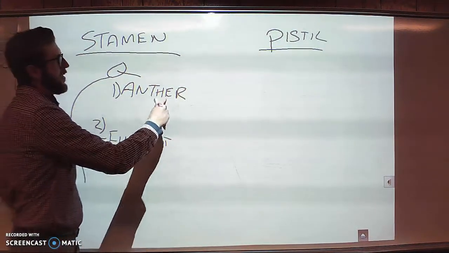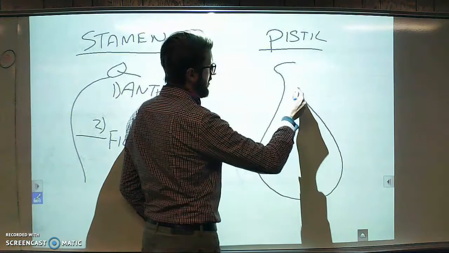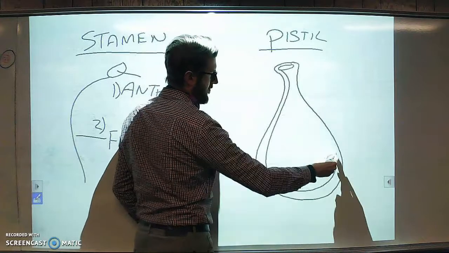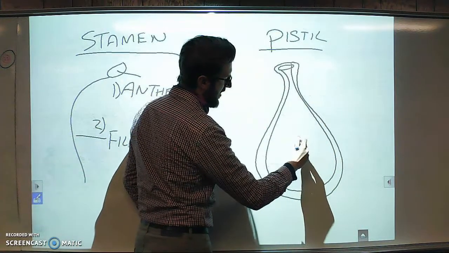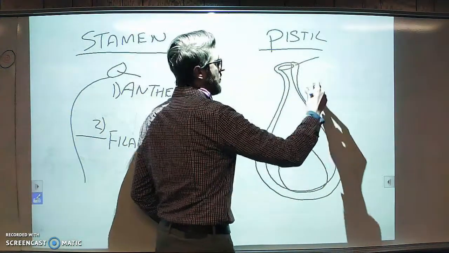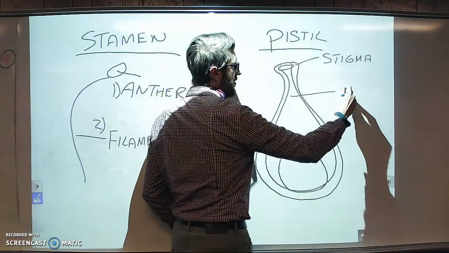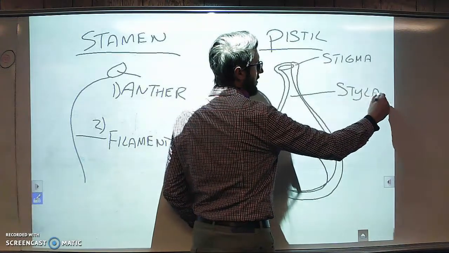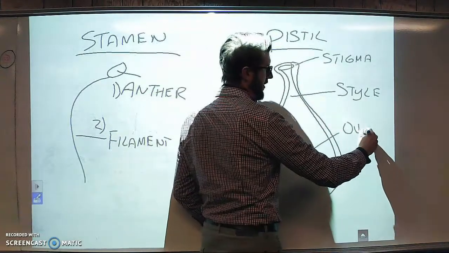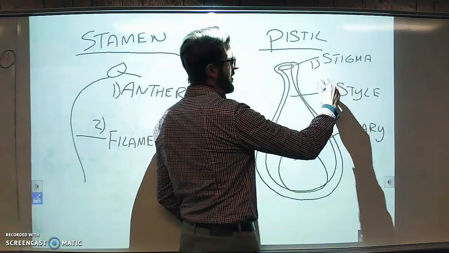All right. The pistil looks like this. It kind of looks like a vase of some sort. Okay? And it's made up of three parts. We have this top part, which is called the stigma. We have this middle tube, the style, which connects the stigma to the ovary. Okay. So the pistil has three parts: stigma, style, and ovary.